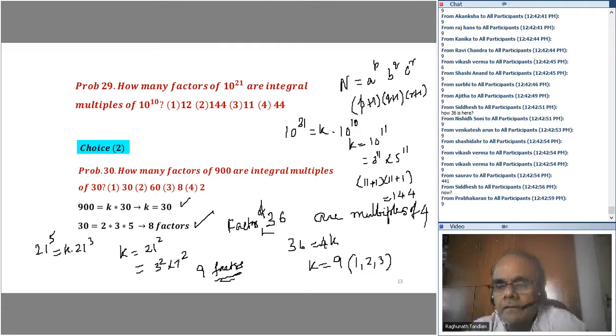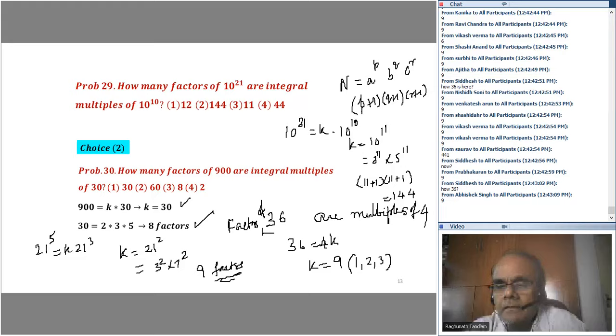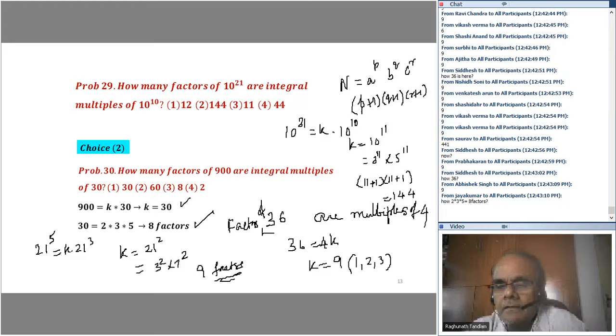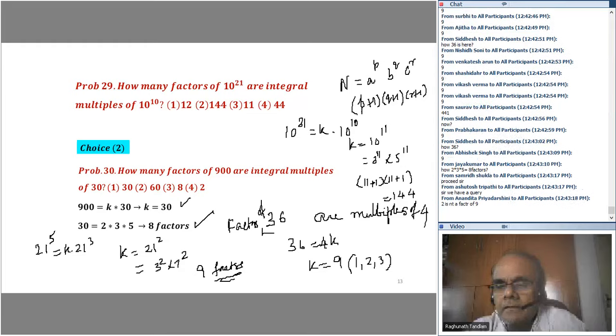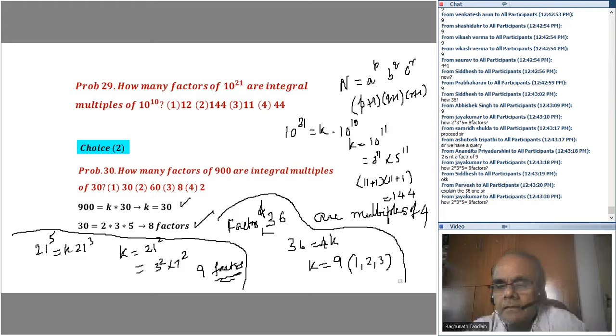Yes, Anita, you asked me some doubt. What's that? Siddesh, I'm giving a new question here, not this. Please remember, this is a new question. I'm giving you one more question for practice. How many factors of 36 are multiples of 4? Take down.